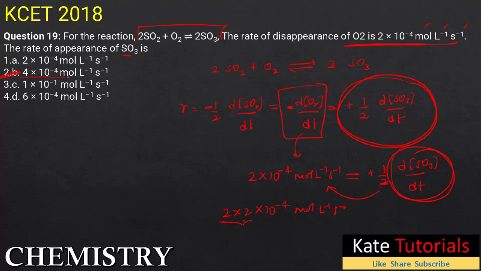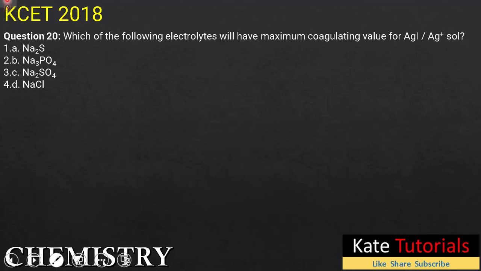4 into 10 to the power minus 4 mole per liter per second. So that is the rate of appearance of SO3. I hope you got it. So question number 19, the answer is B.